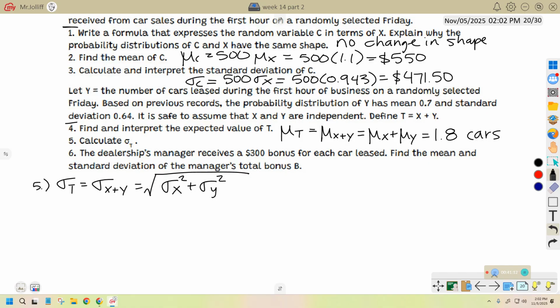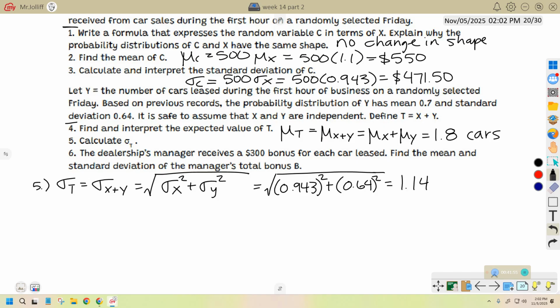Square root of the sum of the squares. Yeah, square root of the sum of the squares. So we know the standard deviation for x was 0.943. You did that correctly. Squared plus standard deviation for y is 0.64 squared. I get 1.14 rounded, and I see some nodding.